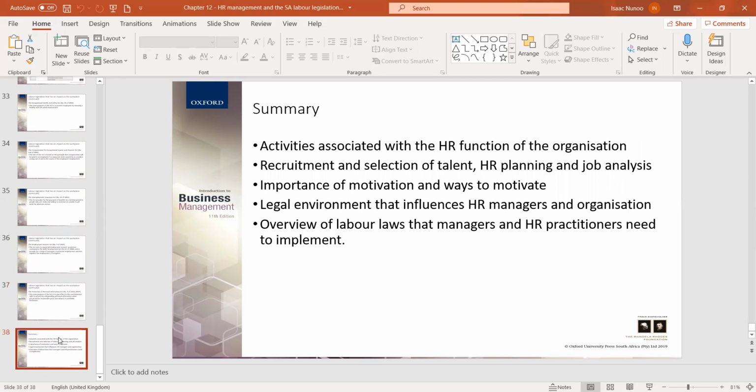So in terms of our discussion today, what have we discussed? We've discussed the human resource concept, recruiting, how to select talent, how to plan, and job analysis. We've also talked about how to motivate people. We've talked about the legal environment in terms of the legislation, and we also looked at the various laws under the labor regulation. And I've encouraged you to do further reading on this section.